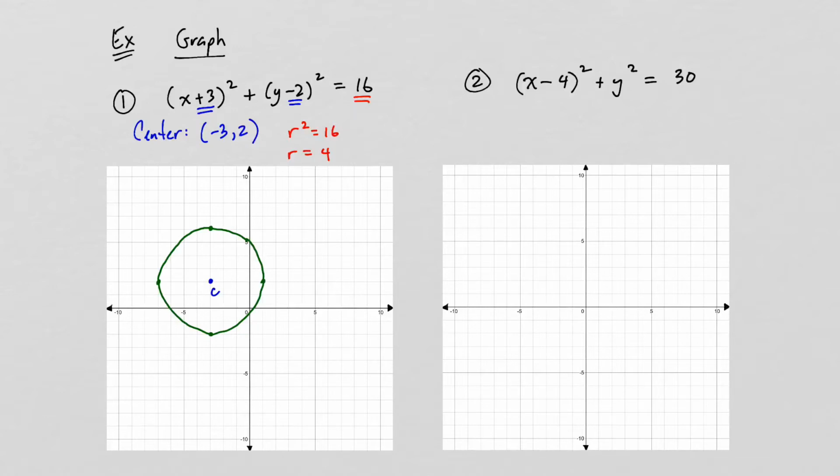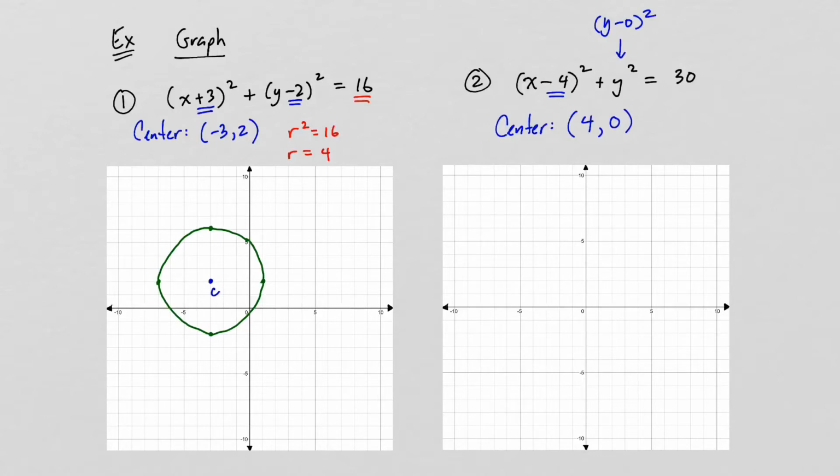Now, for our next example, it's pretty much the same idea. So to graph the circle that is represented by this equation, first of all, we need to find the center of the circle. And so the center for this circle is going to have an x-coordinate of +4. And what's the y-coordinate? Well, we just have y squared. And so you need to keep in mind that y squared is the same as y minus 0 squared. And so the y-coordinate of the center is 0.